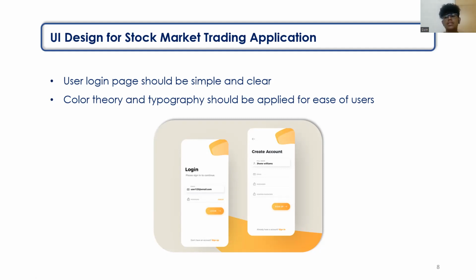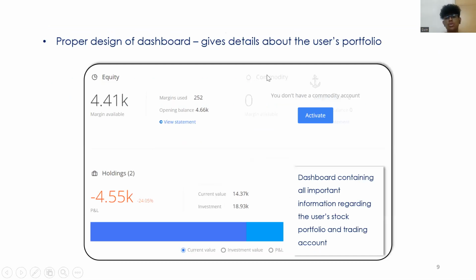Now, since we are designing a stock market trading application, the interface should show the details of the trader or the user. So there should be a proper design of a dashboard. It should give the details about the user's portfolio. In this image, you can see in the equity section, the available margin is being shown. There's a space for this available margin or opening balance or the account details. And the designer has also provided a space to show the details of the commodity account.